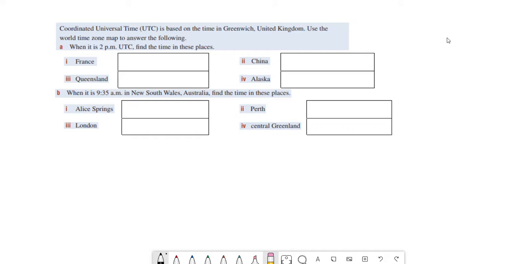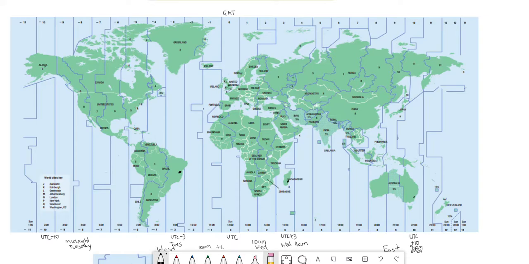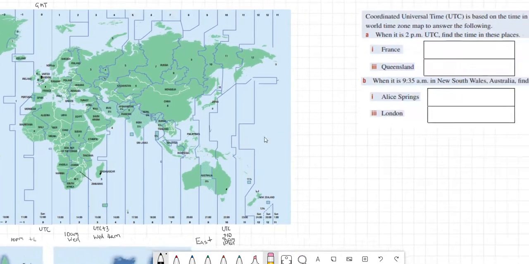Alright, second example, it says use the world time zone map to answer each of the following questions. When it is 2 p.m. UTC, find the time it is in these following places. Now remember, UTC is Greenwich, so we want to find the time difference between Greenwich and France. So I'm going to just slide the map across. So Greenwich, as I said, is here. France is here. It's in the same time zone, so that means the time is the same.